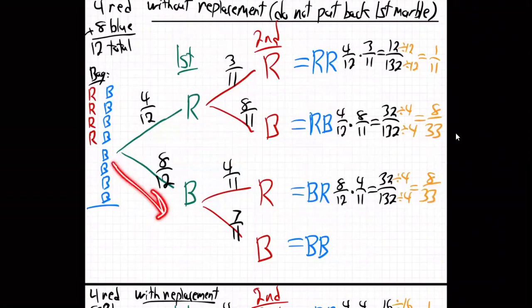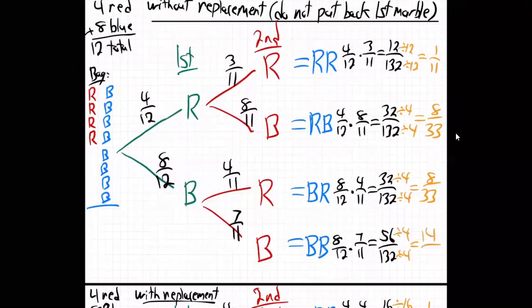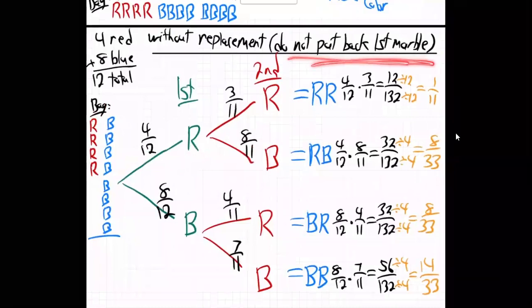And the bottom, again, you're going from left to right through the tree. So blue, then blue. You get out blue the first time, blue the second time, blue, blue. It's 8 12ths times 7 11ths for my numbers, which is 56 over 132. For me, I divide by 4, top and bottom. What's that? 14 33rds. So there we go. There's the without replacement, not putting back the first marble tree.